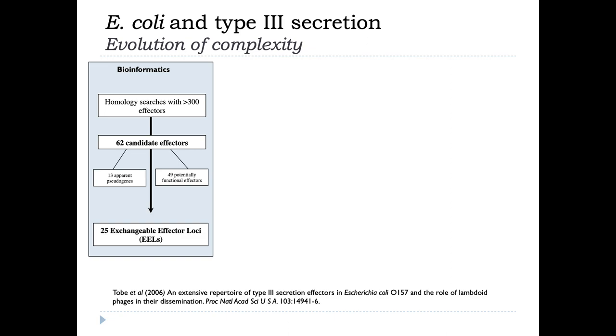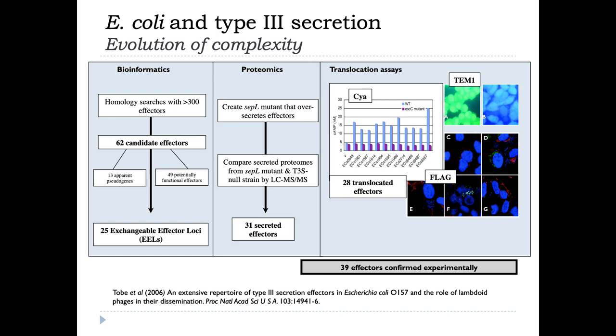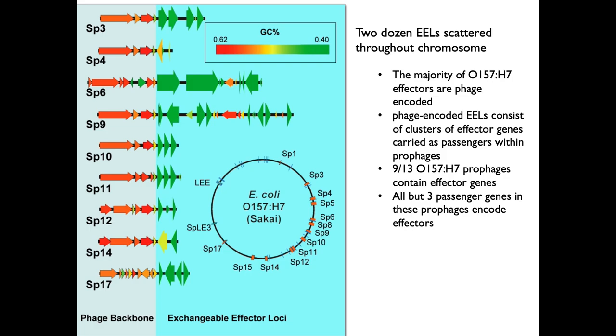And what we found was that, in fact, there were dozens and dozens of effectors and a couple of dozen effector loci spread across the genome. A collaborator did proteomics, and translocation assays were done. Basically, we showed that there was a much larger repertoire of these effectors than we expected to see when we started out, when we just looked at that one locus. And the interesting development was that these effectors were generally encoded in bacteriophage genomes.